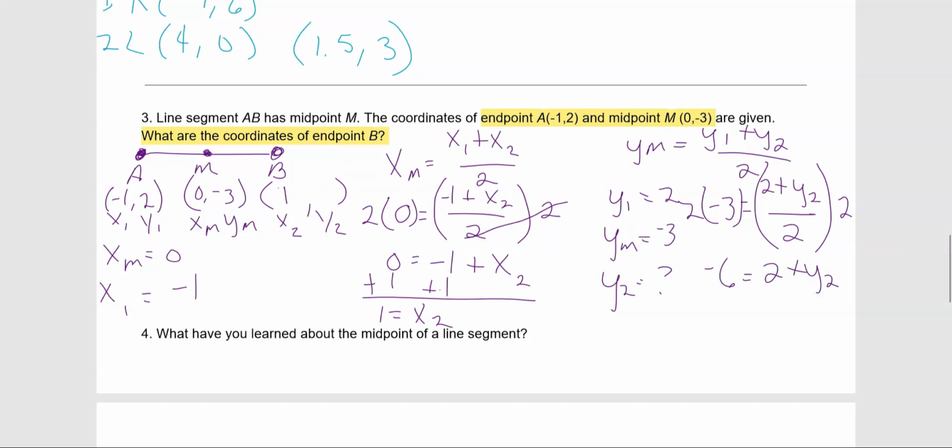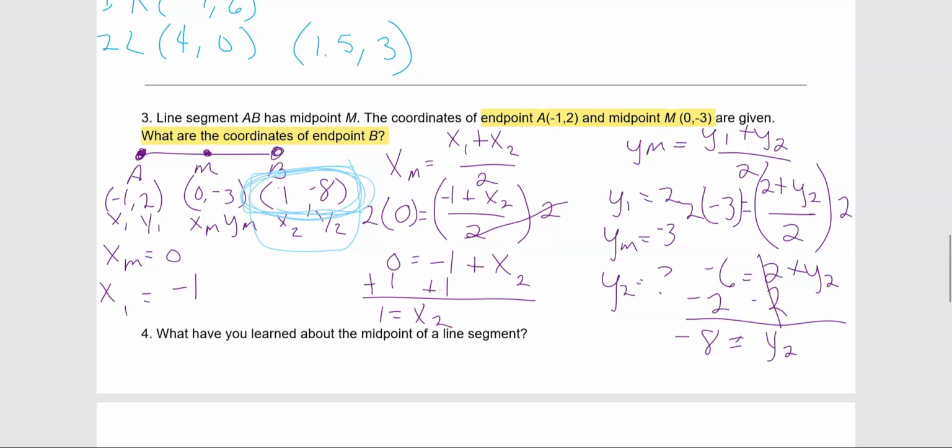And then at this point, we're going to subtract 2 from both sides, because remember, we want to get y2, our unknown value, in isolation. So we need to make sure it gets by itself. So 2 minus 2 is 0. And now y2 is by itself. -6 minus 2 is -8. So our final answer for this problem is going to be 1, -8. That is our endpoint.